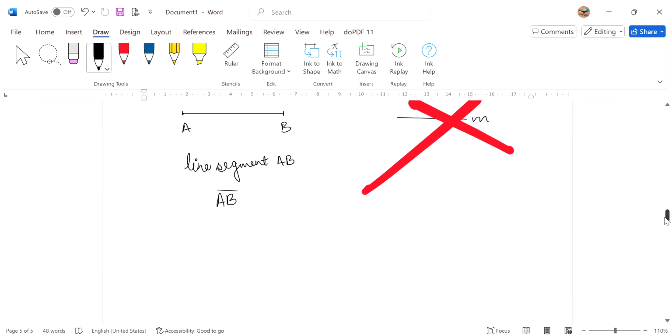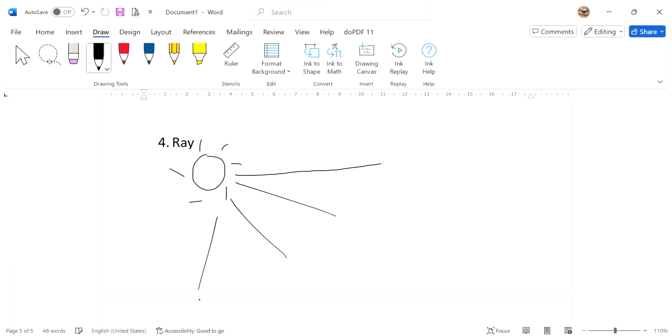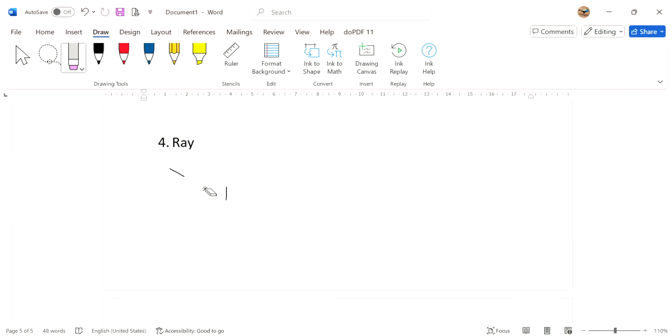Alright. Now let's move to their cousin, a ray. What is a ray? So remember how you say ray of sunshine, right? You make a sun over here. For example, this is your sun, okay? And you start it and it goes on like this. And rays are always going on, right? So similar to sunshine, right?